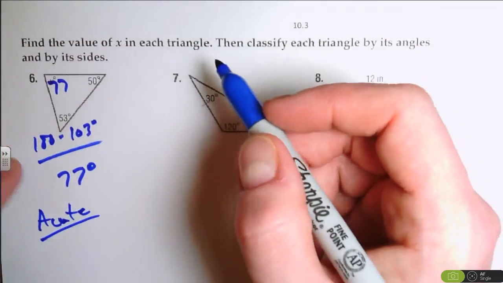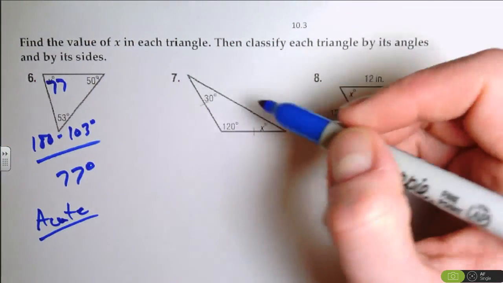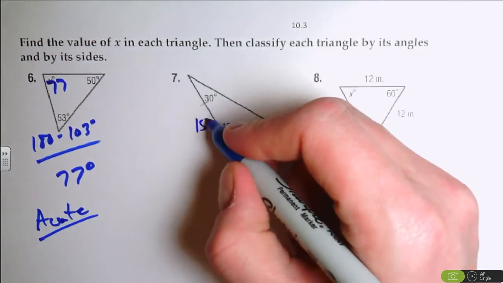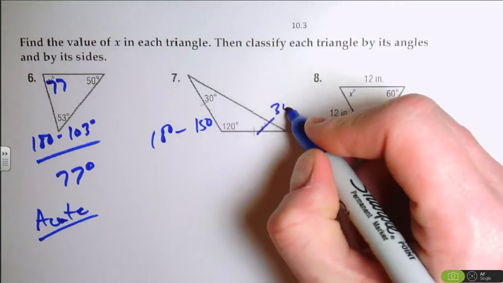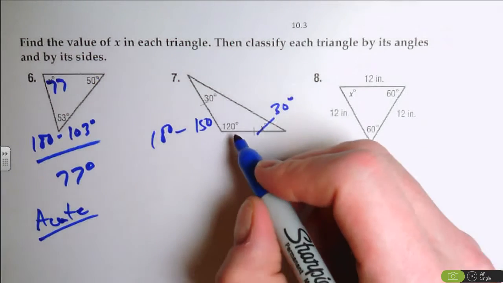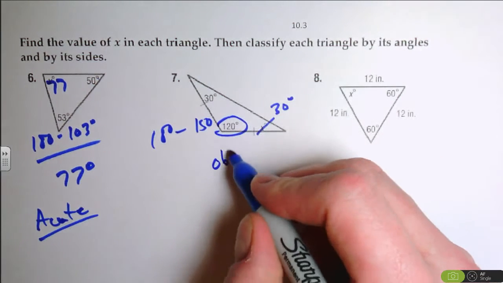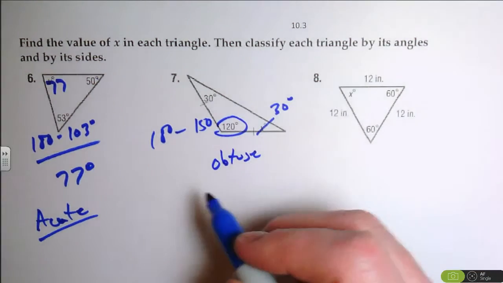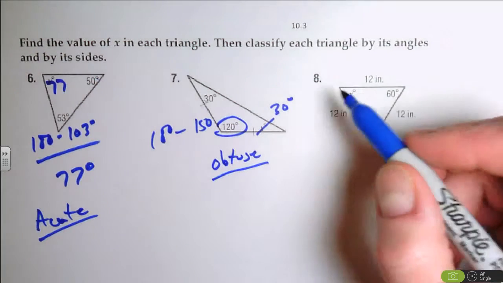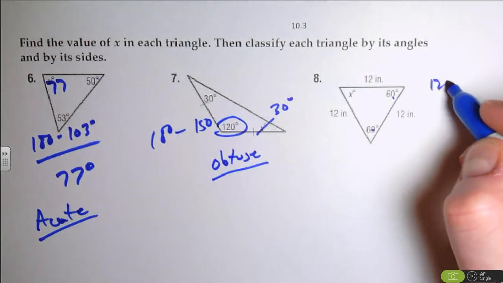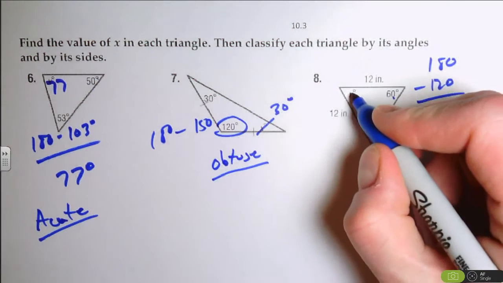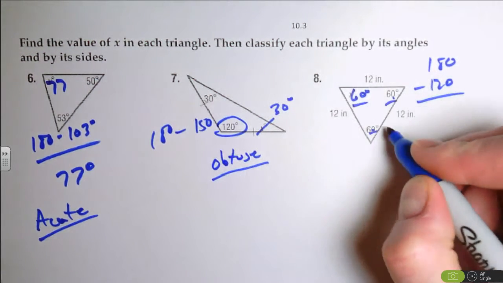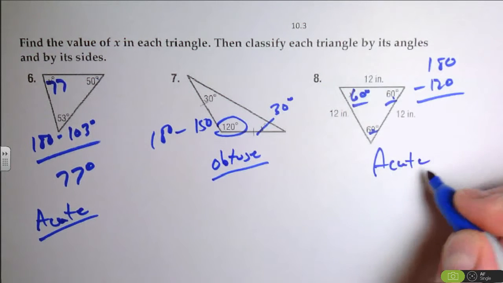Okay. Number 7, 30 and 120 together is 150. So subtract that from 180. That gives you 30 degrees for x. And then we have one angle here that's obtuse, so it's an obtuse triangle. And number 8, you've got 60 and 60, which makes 120. So subtract 120 from 180 to get 60. It's acute as well. Okay.